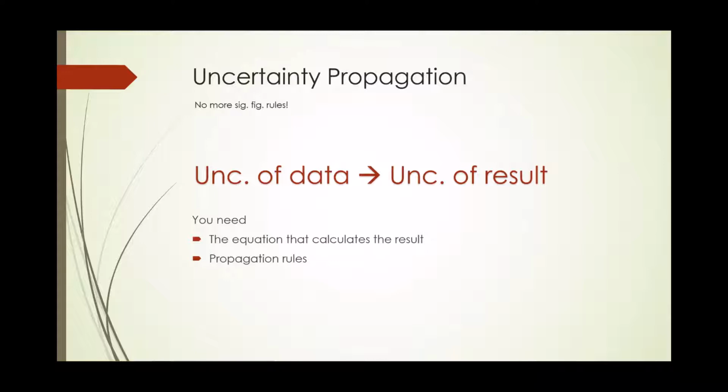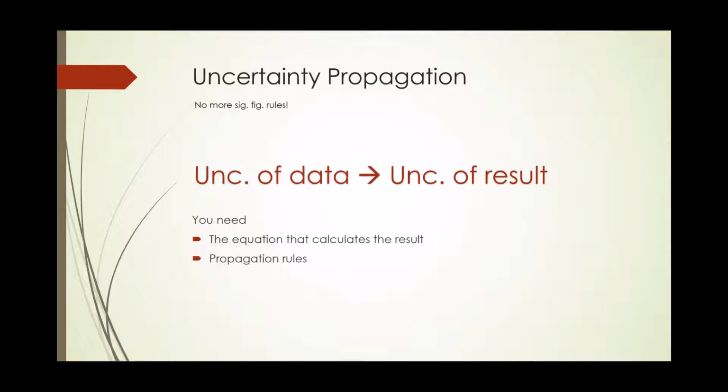Now we move on to the most important part of today's presentation, which is uncertainty propagation. If you have done 1118 with us, you know in 1118 you don't report the uncertainty of the result explicitly. You just report your result with sig figs. Those are determined by the sig fig rules. And now we no longer have sig fig rules.